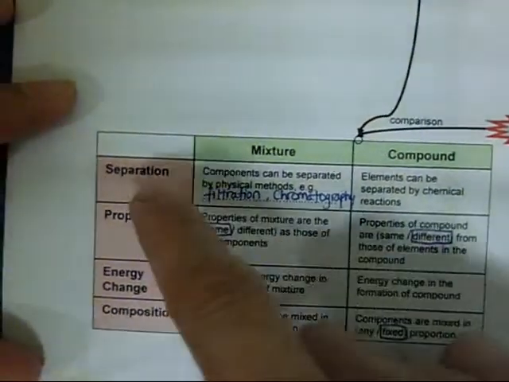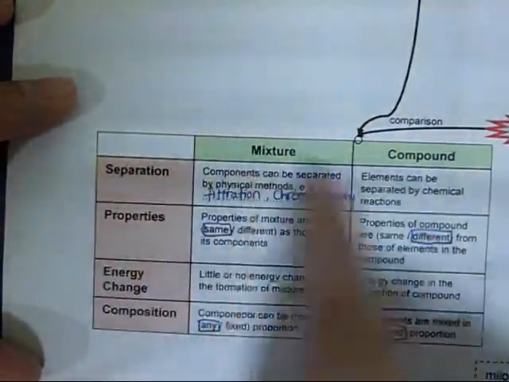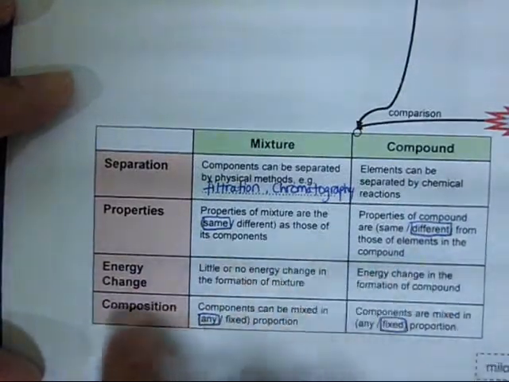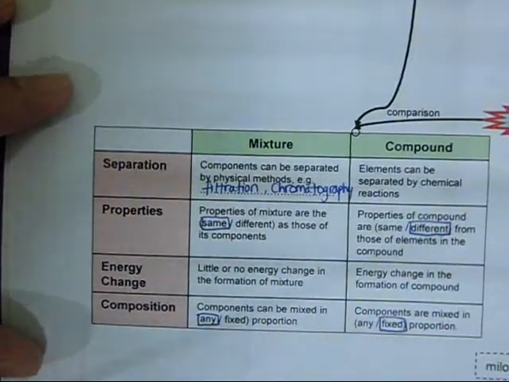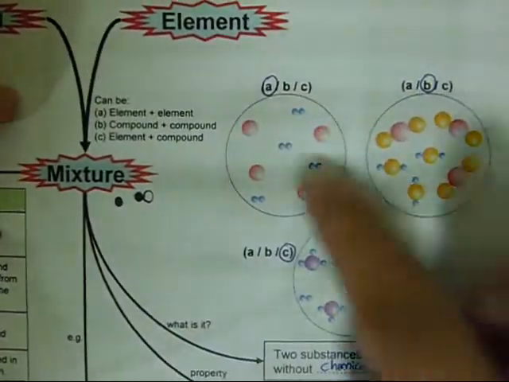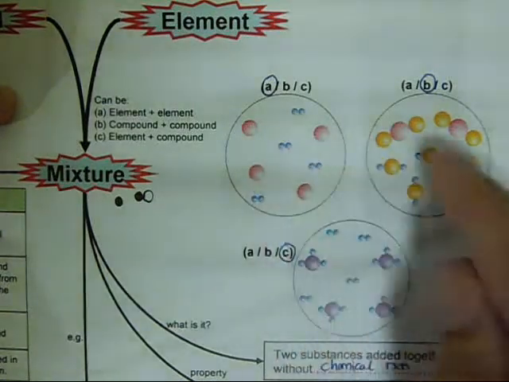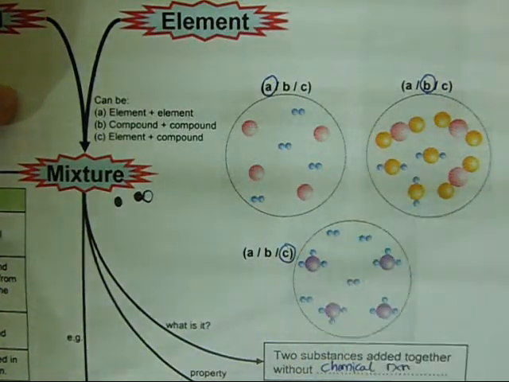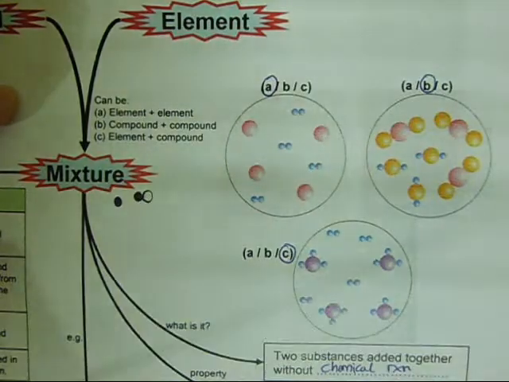So you just try to recall separation, what is the difference, properties, what is the difference, energy change, what is the difference, and composition, what is the difference. And also you need to be able to tell from the model diagram. These are the particulate model diagrams. Okay, the difference between elements, compound, and mixture.